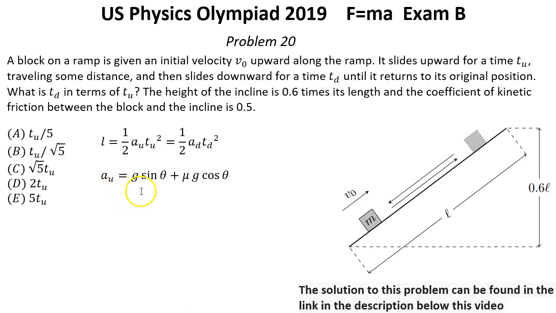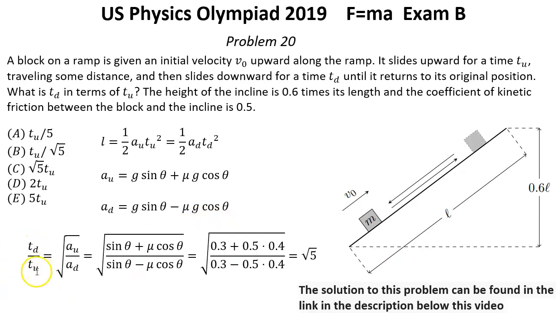Acceleration up equals g sine theta plus mu g cosine theta. Acceleration down equals g sine theta minus mu g cosine theta. So it means that time down over time up equals the square root of acceleration up over acceleration down, and after putting in all the numbers we have the square root of 5, which is answer C. That was a solution for problem number 20.